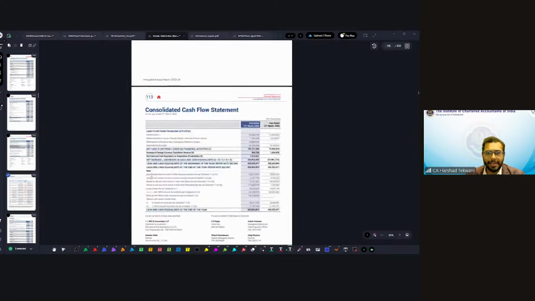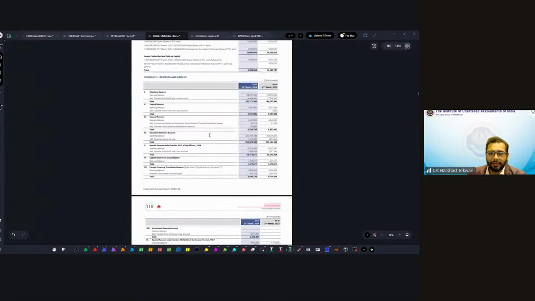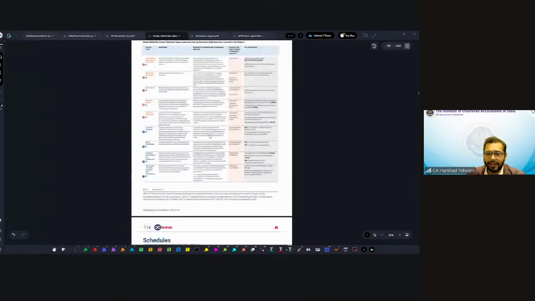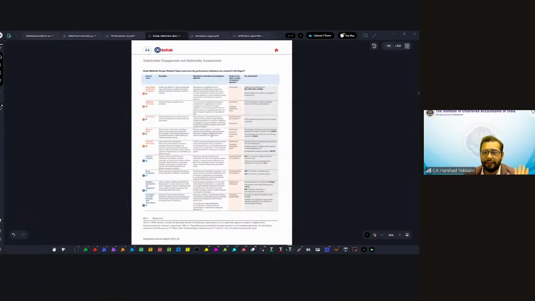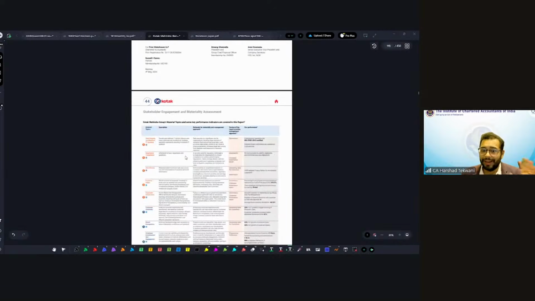Let's say it has been added after the consolidated cash flow statement: stakeholder engagement and materiality assessment has been added, and then the rest of the things are there. So this particular page has been added after one of your statements to appear that it is part of the audited financial statements. Now what will you do? Something which is not part of the audited financial statements is being added as an audited financial statement, stakeholder engagement and materiality assessment. What will you do in this scenario?